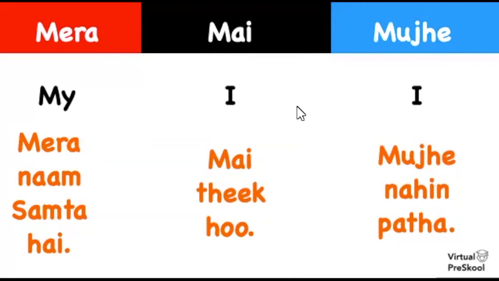Mera means my, as in my name is Samta, or my favorite color is pink. Mera manpasand rang gulabi hai. So mera means my. Main means I, like when someone says main theek hoon, I am fine. And mujhe also means I. So this is where it can get confusing. So what's the difference between main and mujhe if they both mean I?